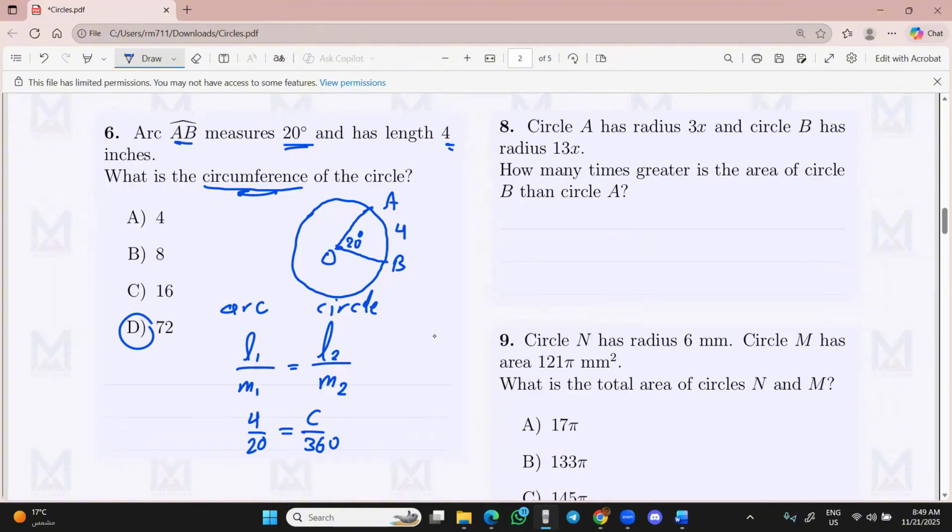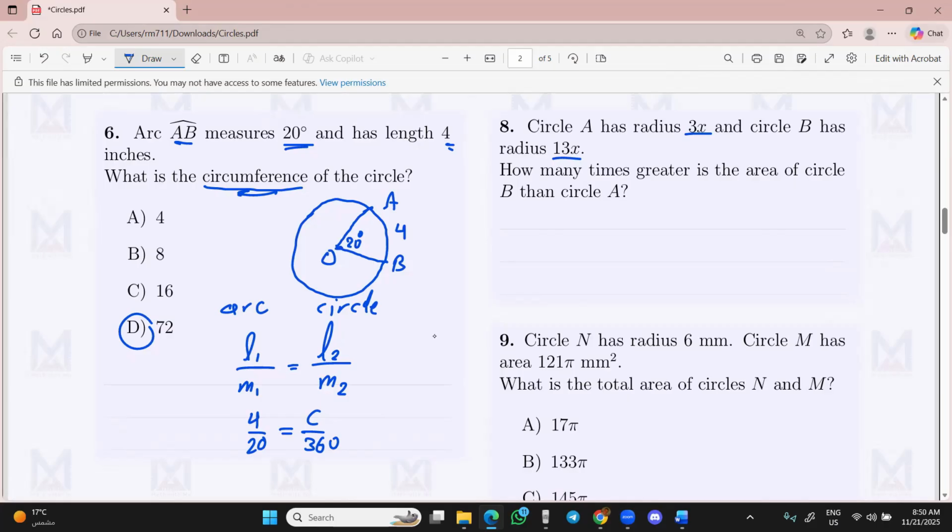Let's talk about question number 8, because it's now clear. Circle A has a radius of 3x, and circle B has a radius of 13x. How many times greater is the area of circle B than circle A? How many times greater?